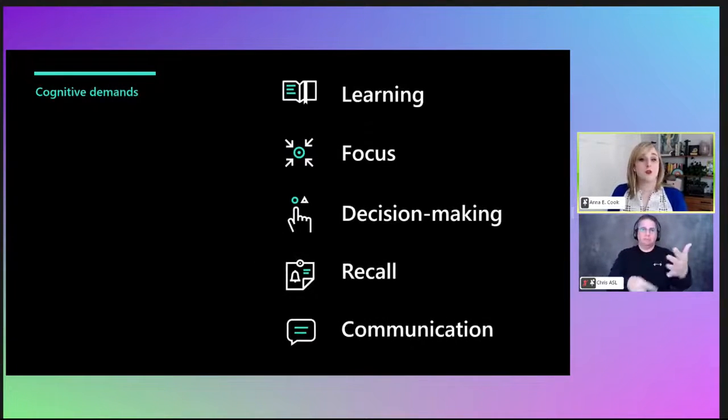We're beginning with some targeted areas based on scientific definitions of different types of cognition. The 5 types of cognitive areas we're going to discuss today are learning, focus, decision-making, recall, and communication. You can use these types of cognitive demands in your own efforts to create more cognitive inclusion in your products.